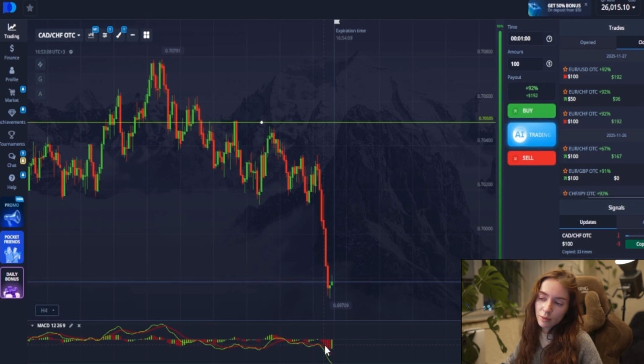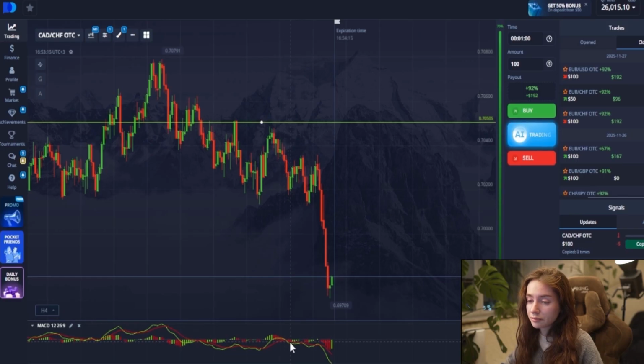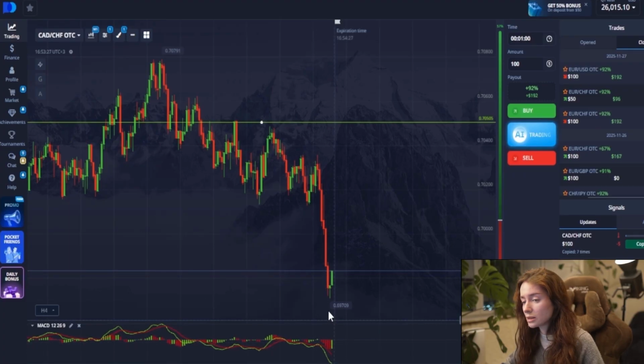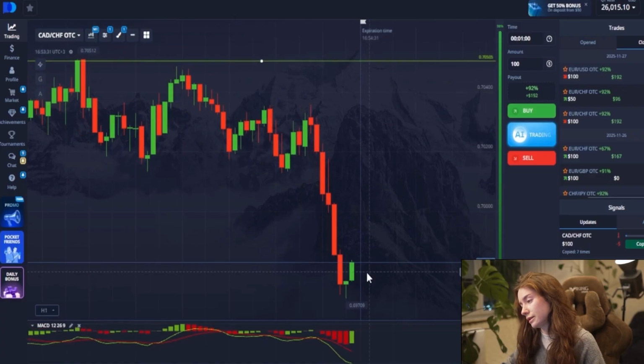A crossover of the MACD from above downward is a sell signal, like we had here. A crossover from below upward is a buy signal. There's a clear bearish trend despite these candles. The situation is gradually stabilizing, but there is still a downward tendency.